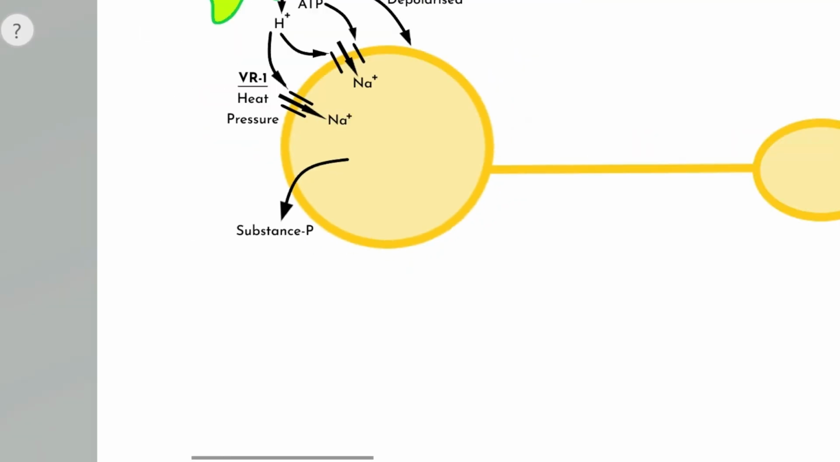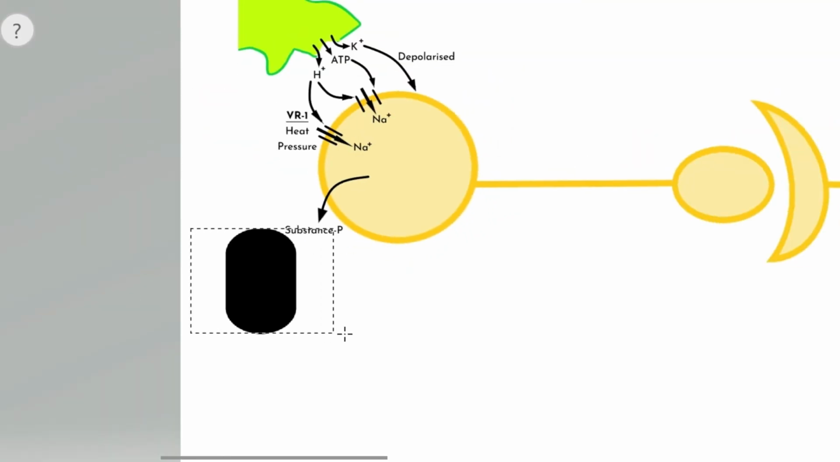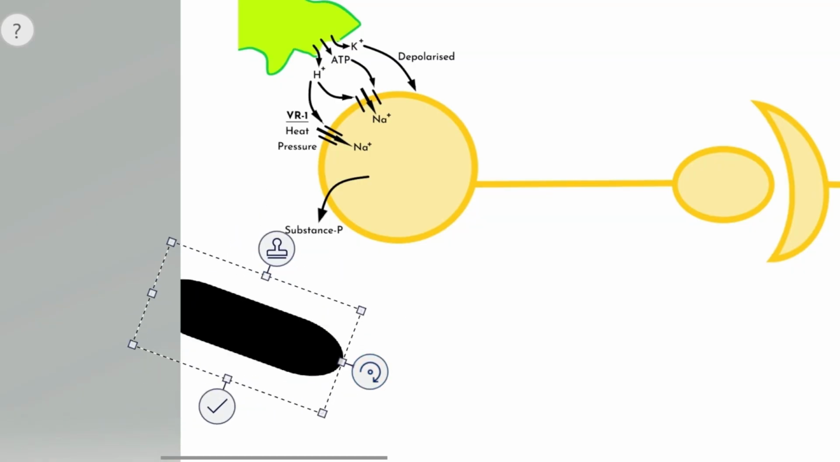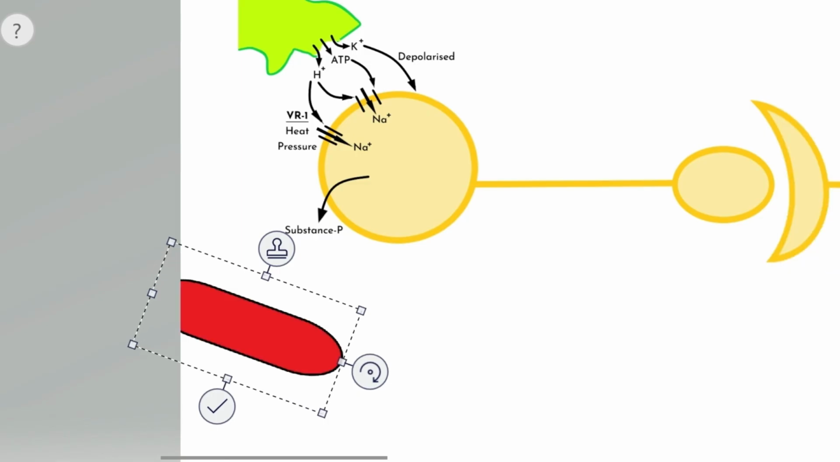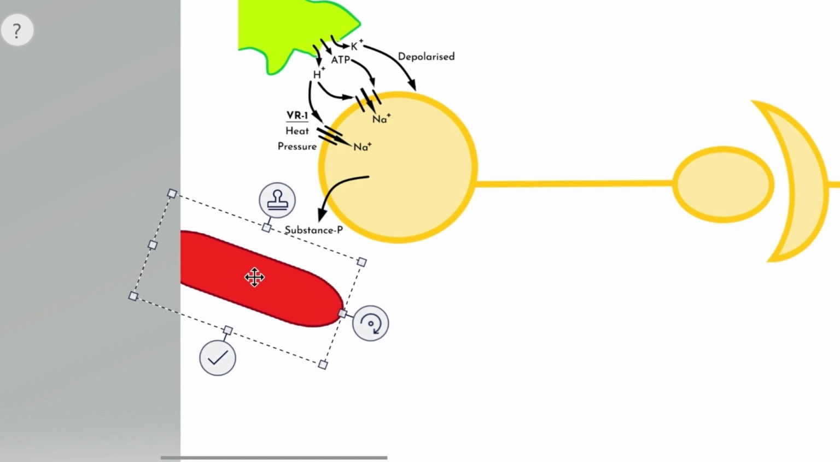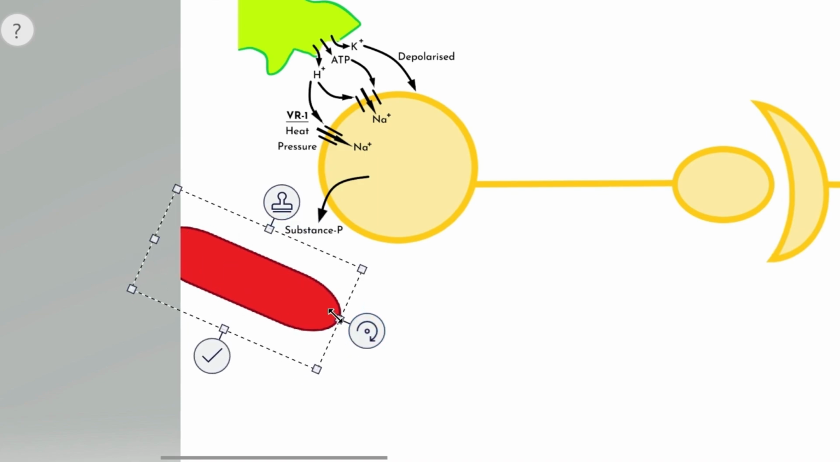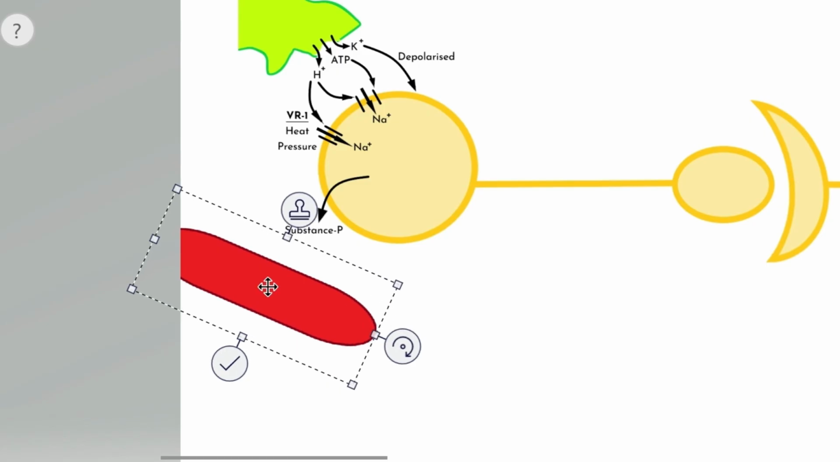So let me just zoom out a little bit here. Oh, that's a horrible looking blood vessel. Let's make it red because blood is red. It's the obvious color to make our little blood vessel here. This is a blood vessel. It doesn't look very much like a blood vessel, but it is a blood vessel going on about its business down here.